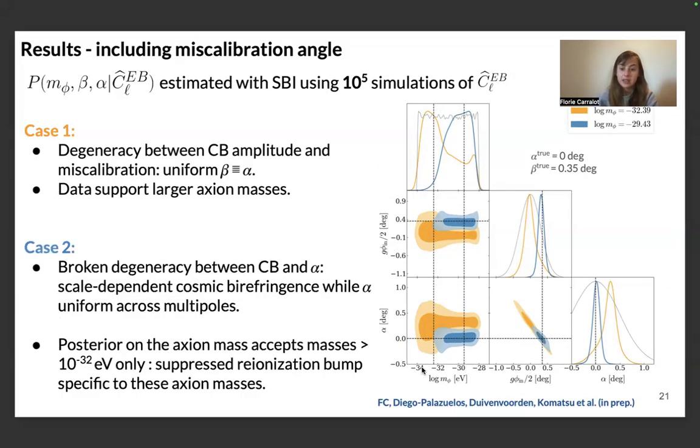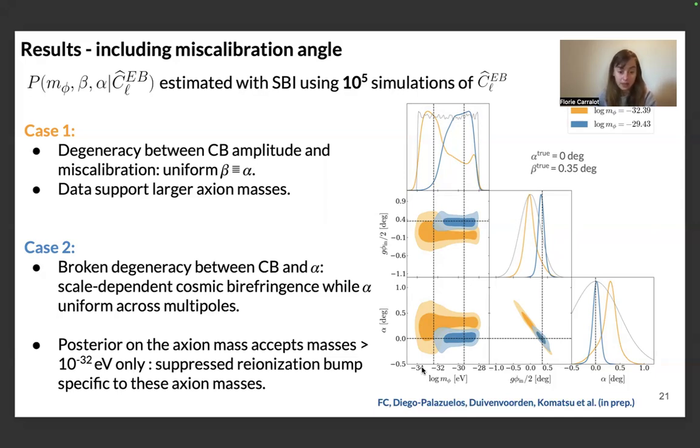For the second case, in blue, we see that the degeneracy between the cosmic birefringence amplitude and alpha is broken, since for this mass, the cosmic birefringence effect depends on the scale, while alpha is uniform across the multipoles.